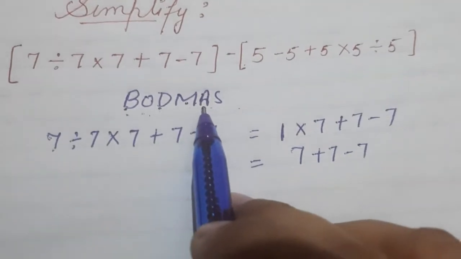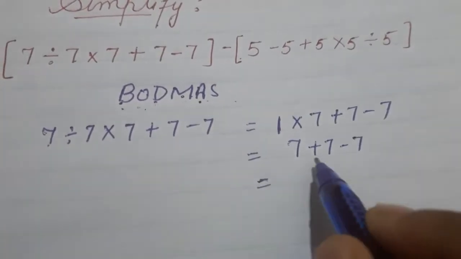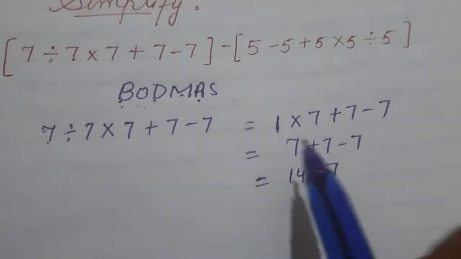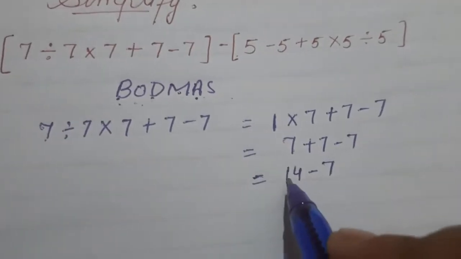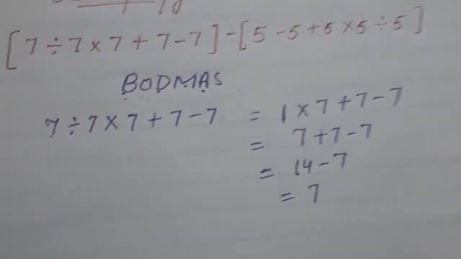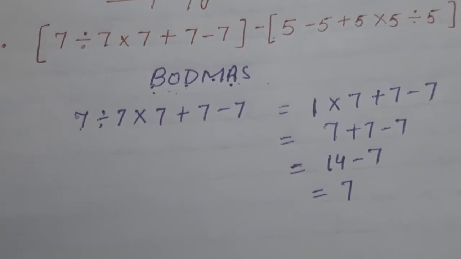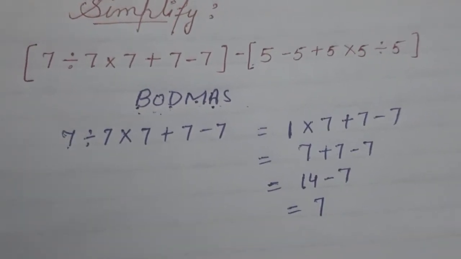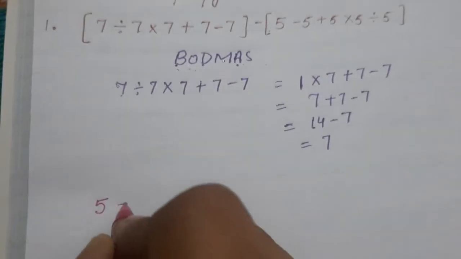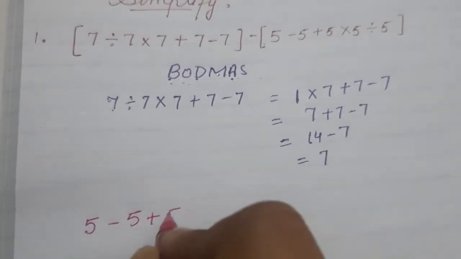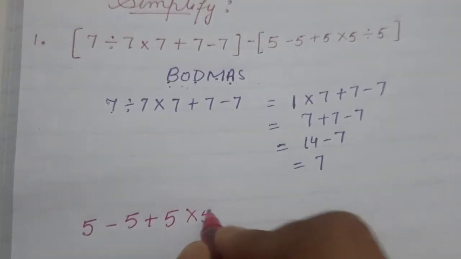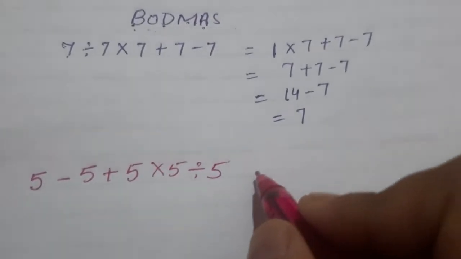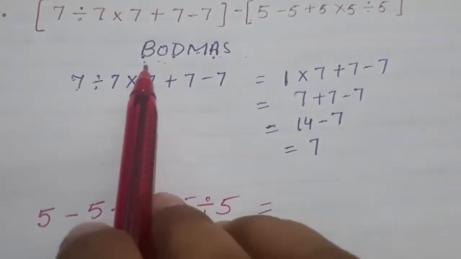Then it is addition. Addition means we will add it. 7 plus 7, 14 minus 7, and last is the subtraction. So 14 minus 7 will come out to be 7 here. Now we will solve the other bracket here, that is 5 minus 5 plus 5 into 5 divide 5. So this bracket will be solved again using the same BODMAS rule.